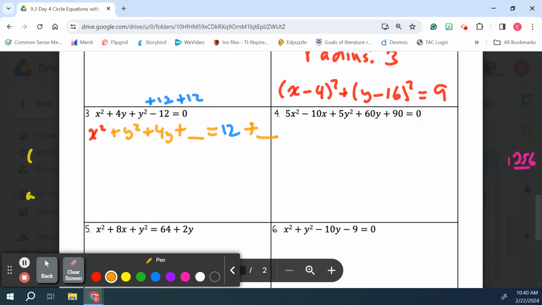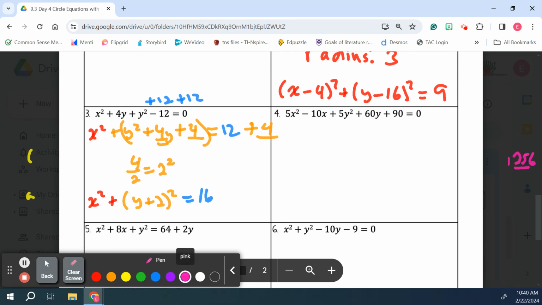Okay. So now this part is what gets factored, but I got to complete the square. So this will be 4 divided by 2 equals 2. I square that. I get 4 here, 4 there. So this is going to leave me with x squared plus y plus 2 squared equals 16. Is everybody with me here?